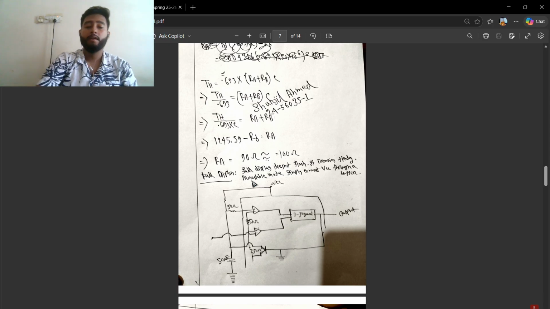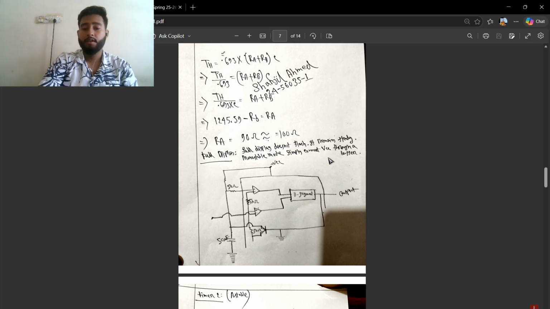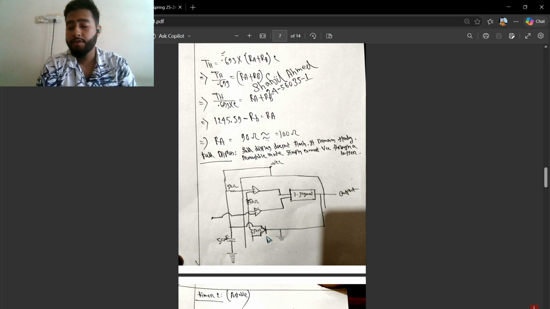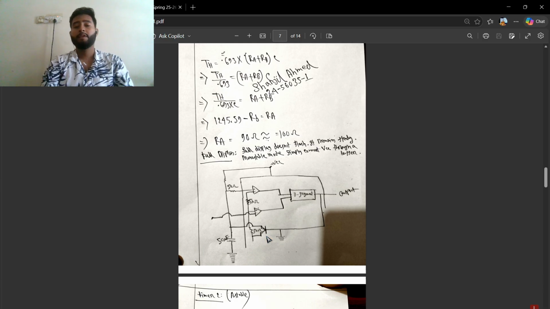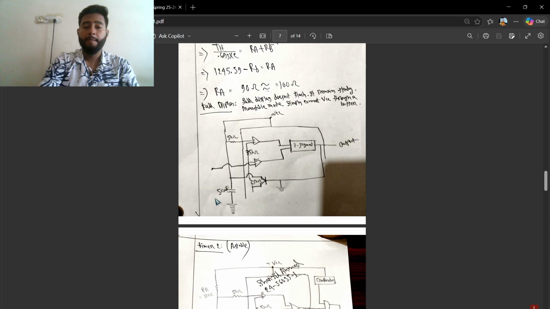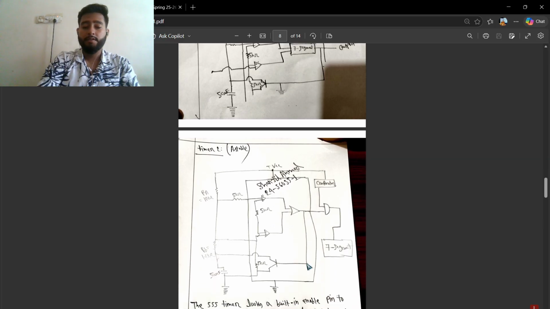So here we draw the diagram of monostable mode. Astable mode blinks continuously, blink on, blink off, like a traffic signal. So this is astable mode, and this is monostable because it doesn't blink; it needs a toggle to change. This is the circuit diagram of astable.